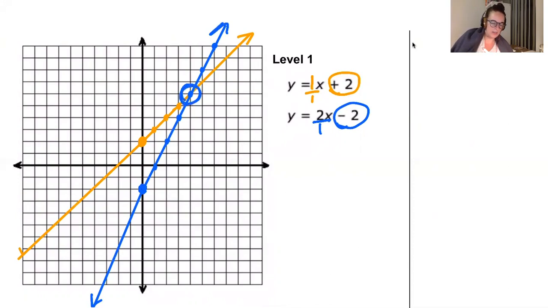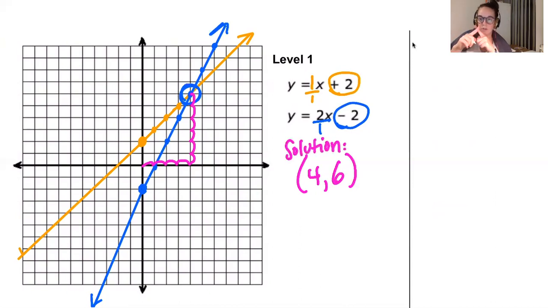So I'm going to go ahead and count. I see, okay, it's 1, 2, 3, 4. So 4, comma, 1, 2, 3, 4, 5, 6. 4, comma 6. This would be the solution, right? It's the place where the two cross, their intersection. So this point right here would be the solution of this system. So that's level 1. Just graph the two lines and then find where they intersect.